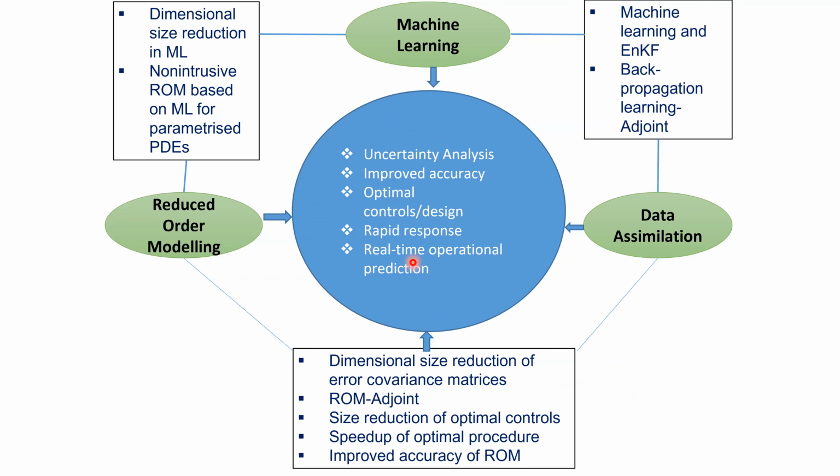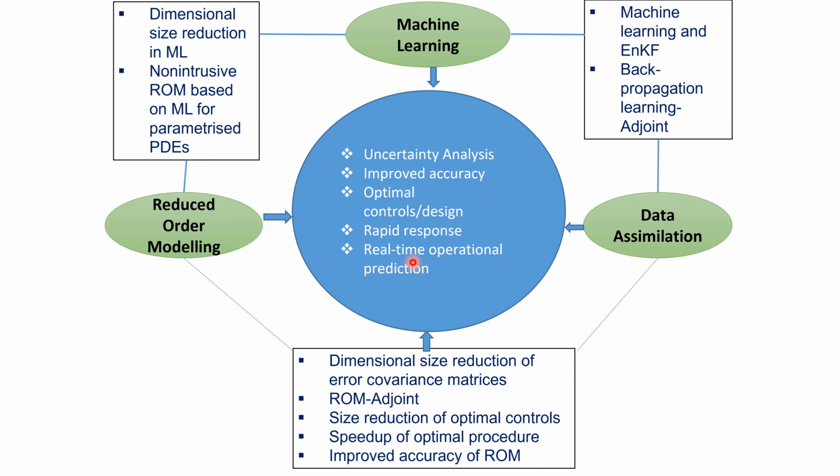So this is machine learning, data simulation, and model reduction. Machine learning combined with data simulation, we could call predictive modeling. We use uncertainty analysis. If you compare with data simulation technology, you can improve the accuracy of your machine learning model and the physical model as well.